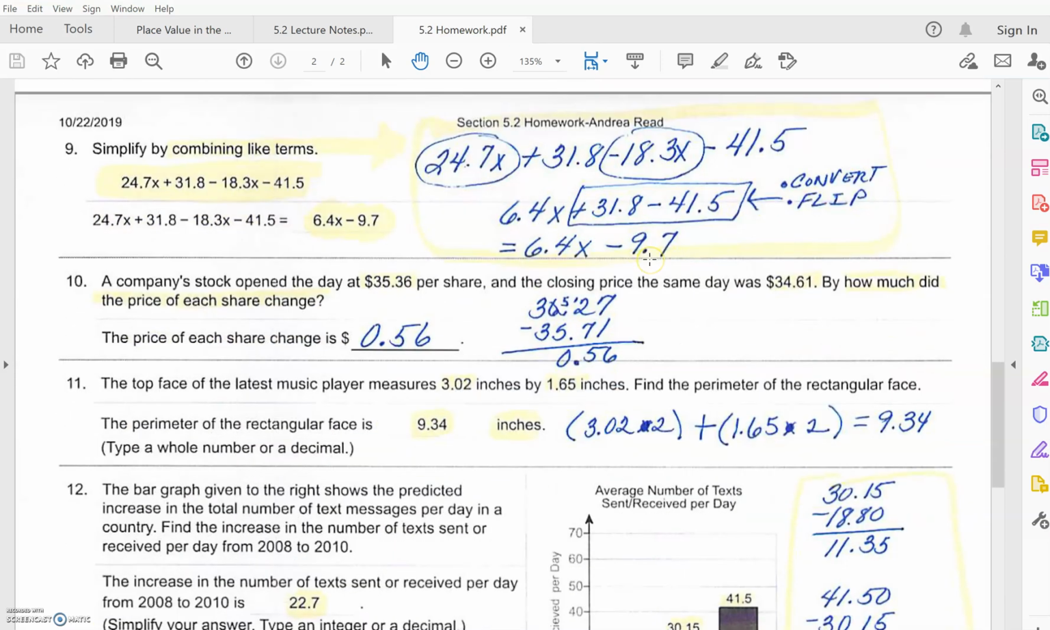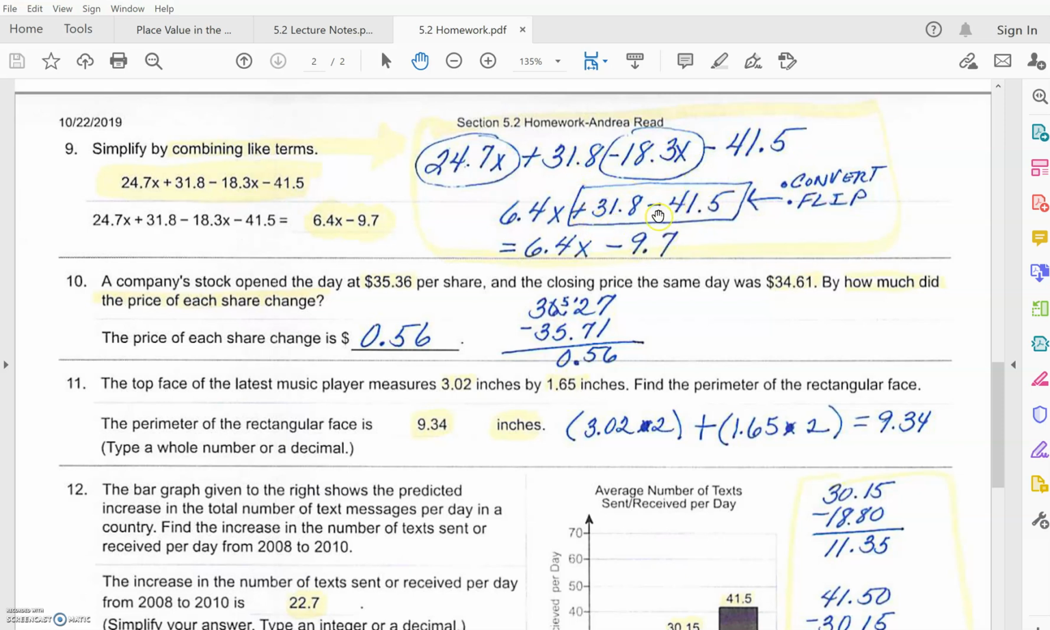Down below, we combined like terms in previous sections. You're doing this again, except this time it's decimal numbers. And you can see what I'm circling. These 2 decimal numbers have the variable x. So I can combine those, meaning that I'll take 24.7 and subtract 18.3. And then the remaining 2 numbers, we have a 31.8 subtracted by 41.5. So you know we're going to have to apply that rule again.